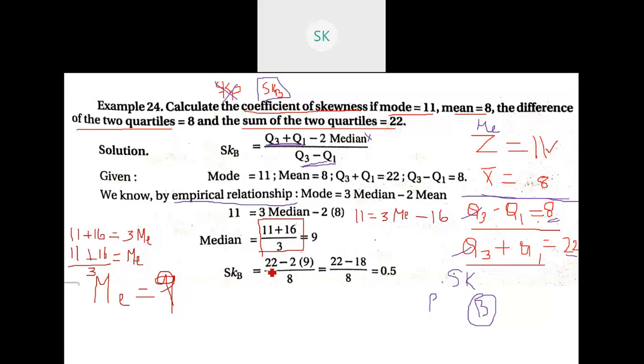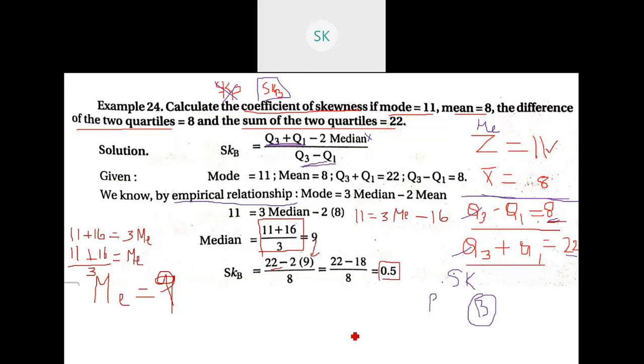Write down Q3 plus Q1, which is 22, minus 2 into median, median is 9, divided by Q3 minus Q1, which is 8. So I have to simplify this: 22 minus 9 into 2, that is 18, by 8. 22 minus 18 will be 4. 4 divided by 8 gives a skewness value of 0.5. So this is how I find the coefficient of skewness.